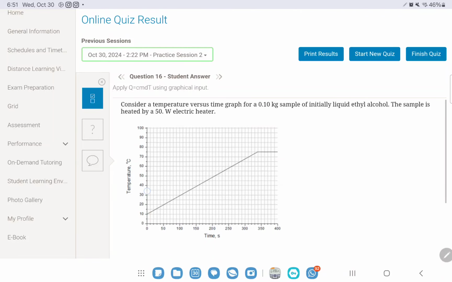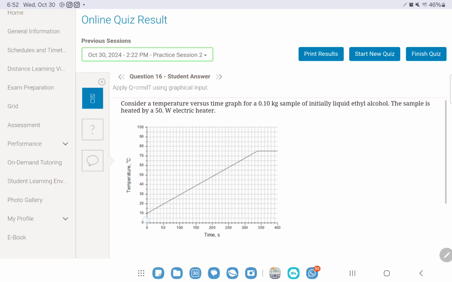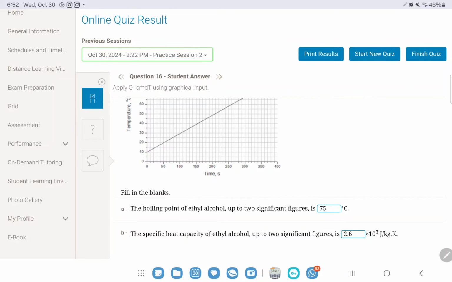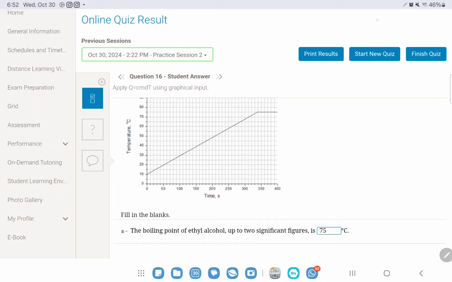Now, consider a temperature versus time graph of 0.1 kilograms of initially liquid ethyl alcohol. The sample is heated by a 50-watt electric heater. The first question asks for the boiling point of ethyl alcohol. We look at the point where the line starts becoming flat.